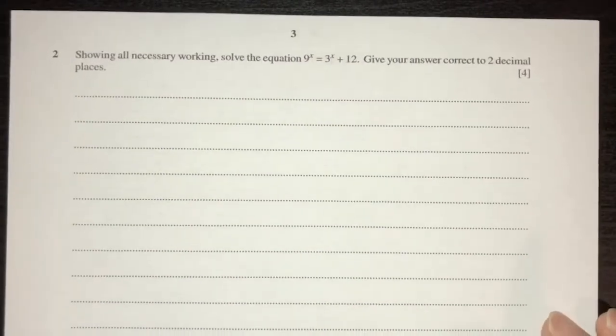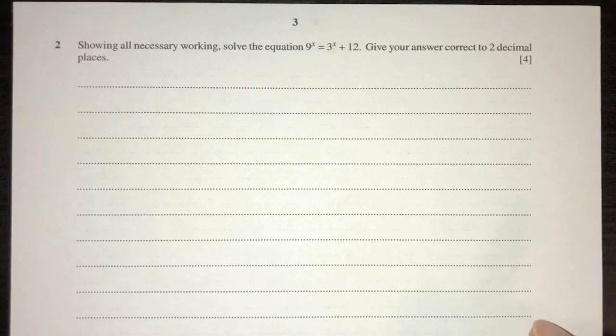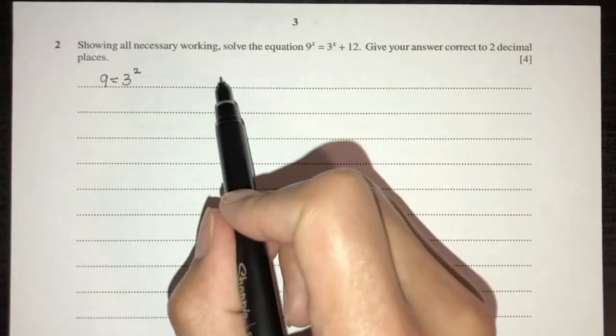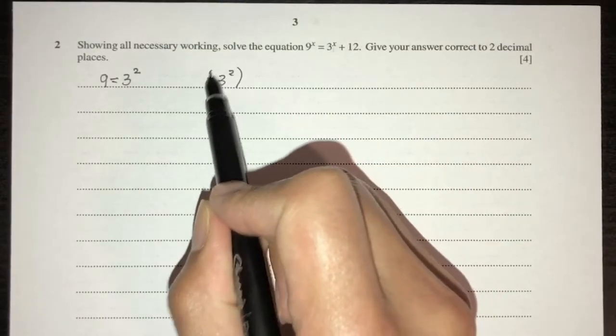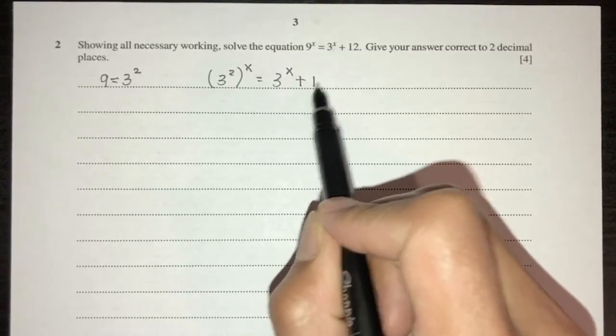Now let's move on to question number 2. Showing all the working, solve the equation, give your answer correct to 2 decimal places. Now we have 9 power x equal to 3 power x plus 12. So if you observe, what is 9? 9 is equal to 3 power 2. So we can rewrite this as 3 power 2 power x equal to 3 power x plus 12.